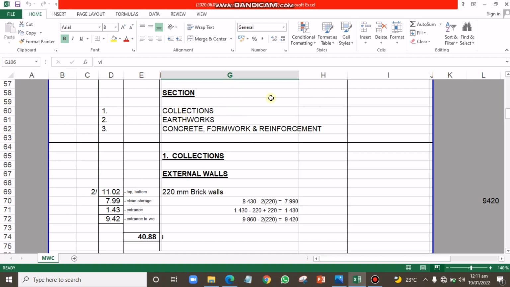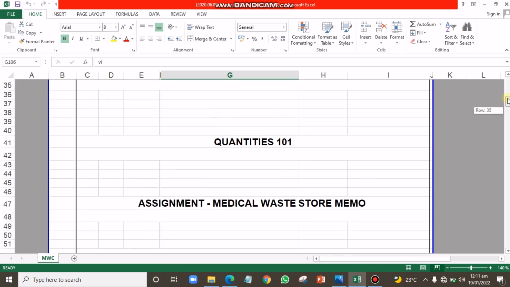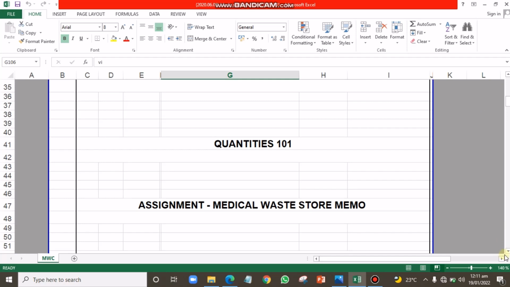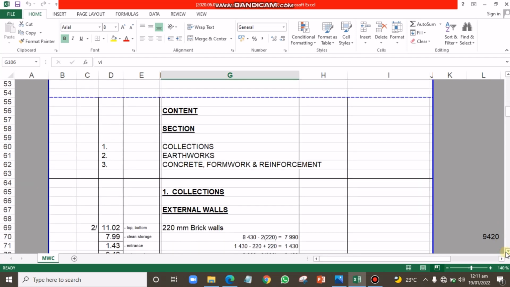For the students in this university, I guess this is their first time working on measurement, because the course is titled Quantities 101. So you have to work on collection. The essence of doing the collection is that the course tutor prepared it in such a way that you carry out all the rough calculations under collections. Then you can make use of them to do the normal booking in earthwork, concrete, formwork, and reinforcement.